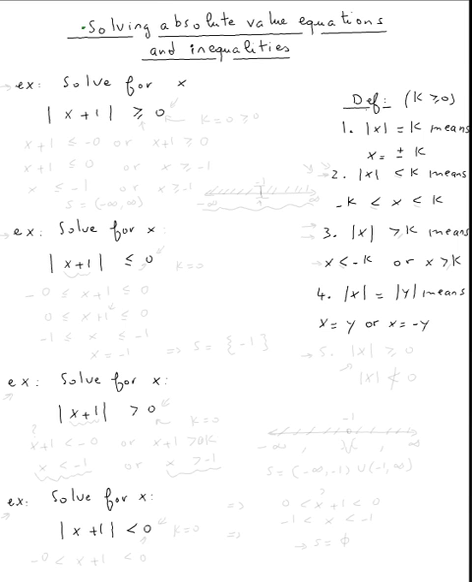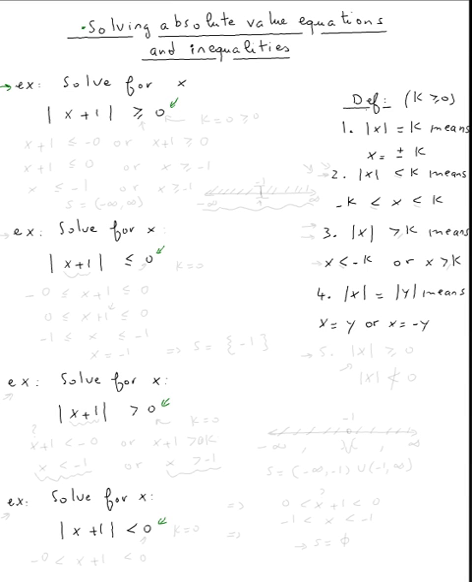The topic is solving absolute value equations and inequalities. Alright, let's do these examples. These are the tricky ones, kind of like tricky ones. When you have a 0 on the right side, what happens? Alright, so each one is different.